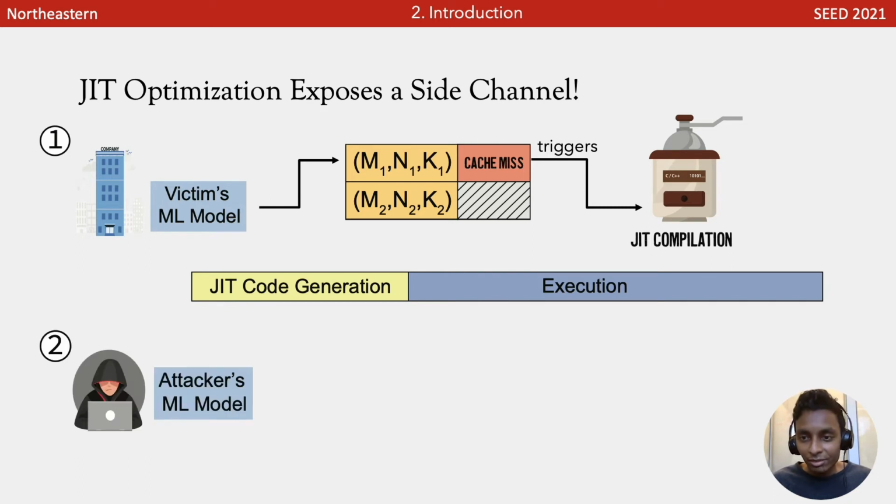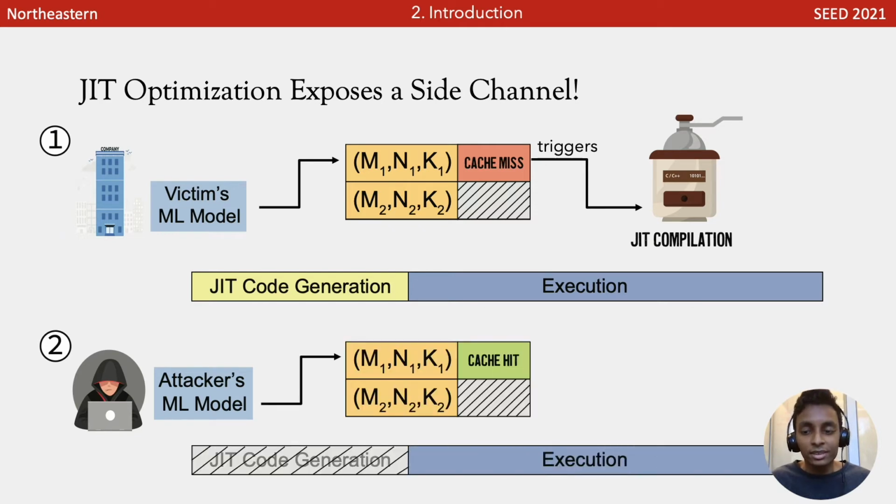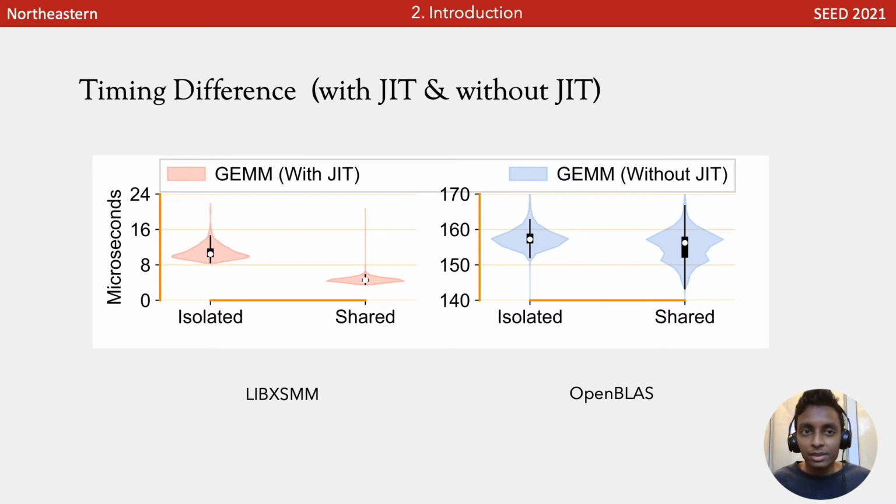So afterwards, if an adversary uses the same parameters as the victim, so this means that the instruction sequence is already in the code cache. So this means that the code compilation is not triggered, and then it would result in an instantaneous execution. So next we will see how much of a timing difference we can observe using these two methods.